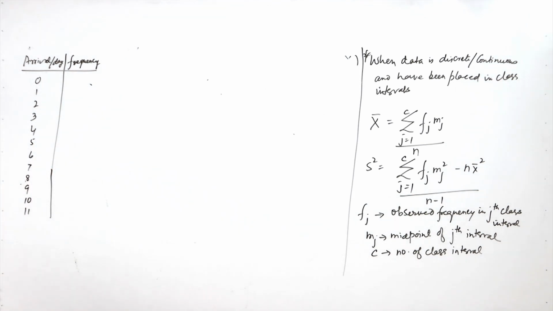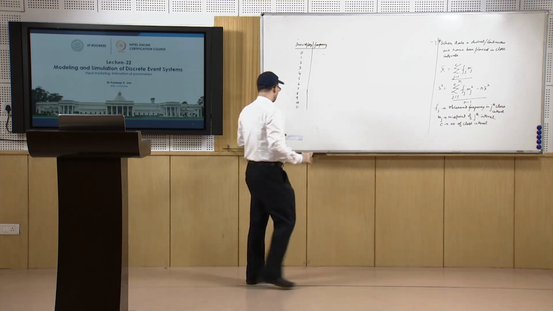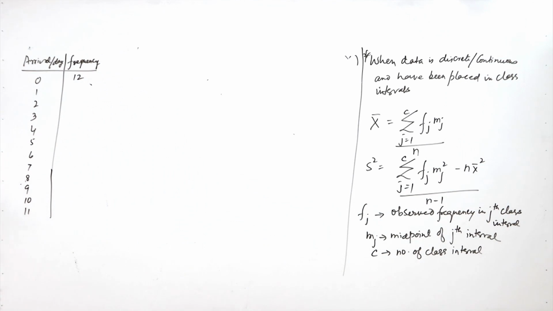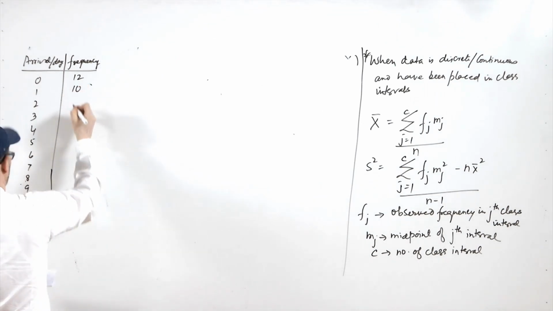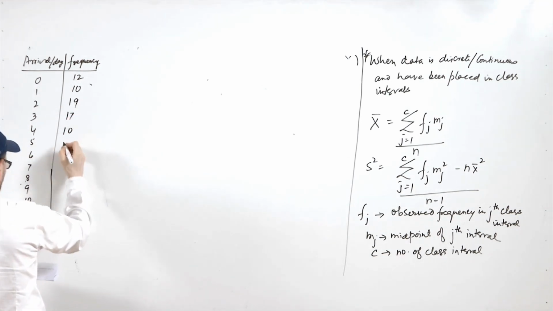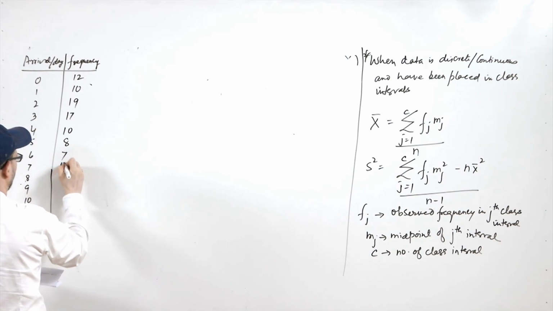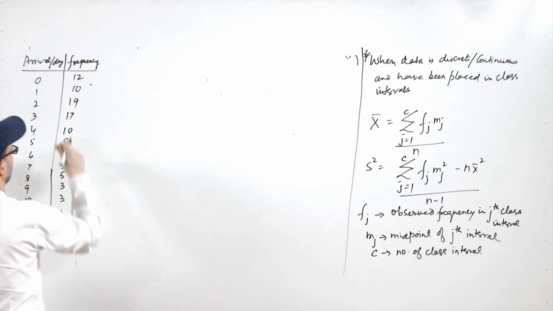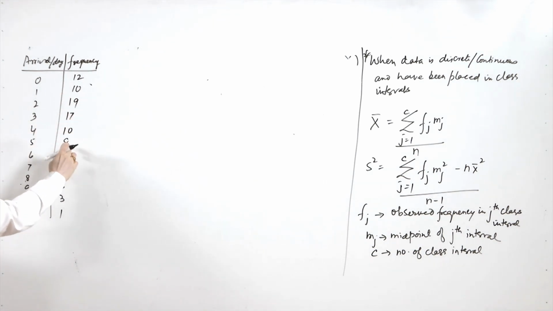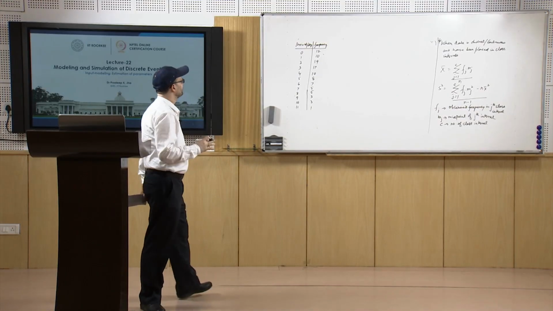So, suppose for 100 days in a particular time the number of arrivals were recorded, and it was seen that on 12 days there were no arrivals. So, that is how the data will be there: for arrivals per day 0, the frequency was 12. Similarly, for 1 it was 10, for 2 it was 19, for 3 it was 17, for 4 it was 10, for 5 it was 8, for 6 it was 7, for 7 it was 5, then another 5, further 3, 3 and 1. So, if we add, 41, 58, 68, 76, 83, 88, 93, 96, 99 and this is 100. So, altogether you have 100 days of data.